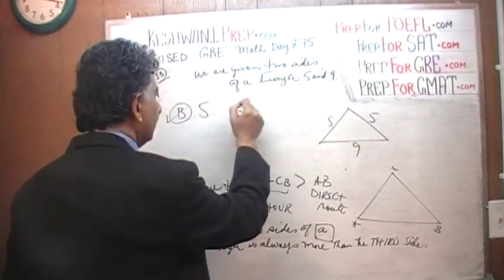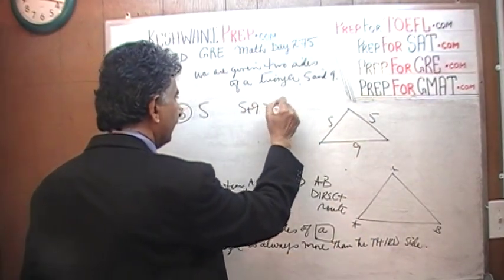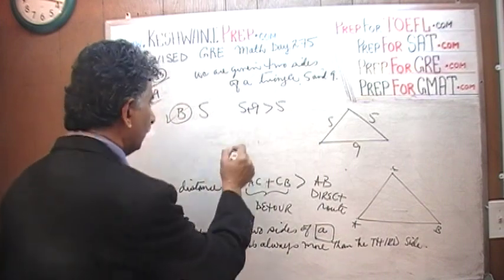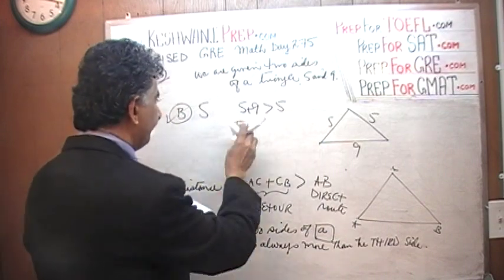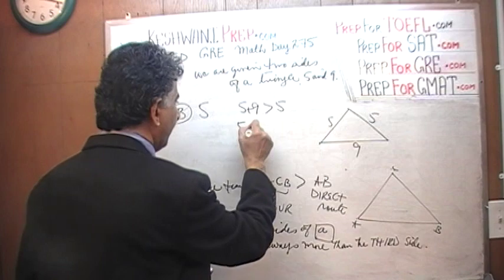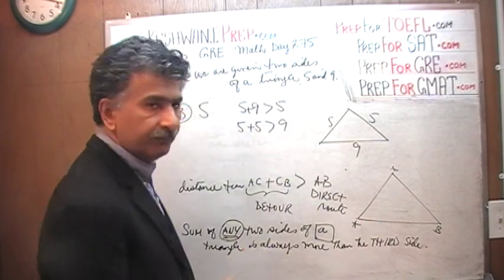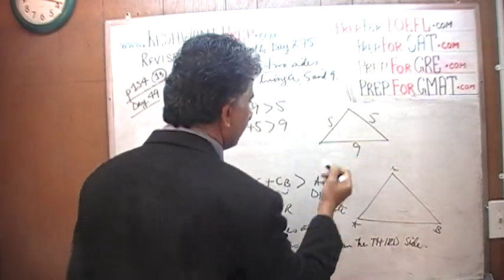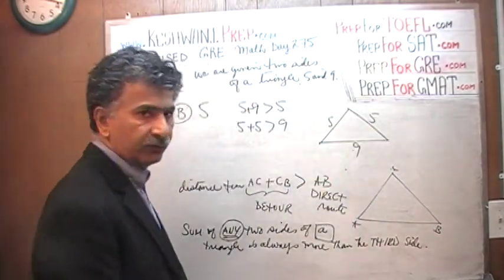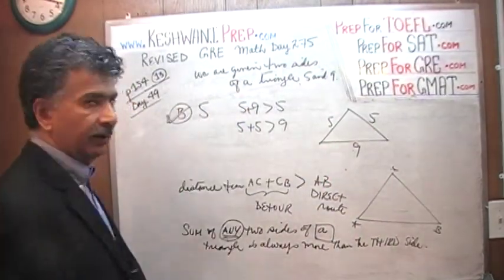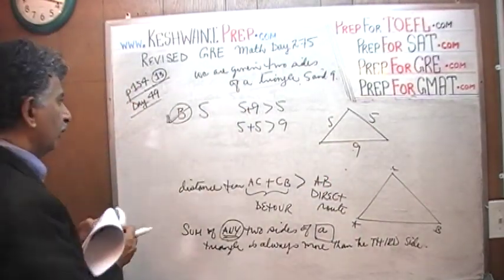And you can see here, 5 plus 9 is greater than 5, which is the third side. Or 5 plus 5 is greater than 9. See, if you add up these two sides, it's more than 9. If you add up these two sides, it's more than the third side. That is possible. It will make an isosceles triangle. Let's look at C.